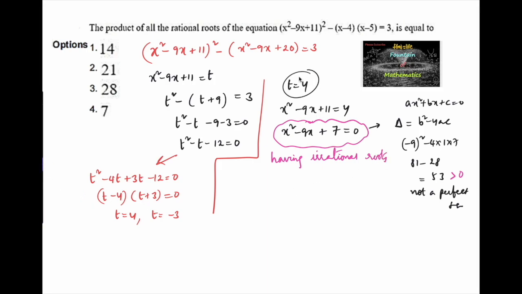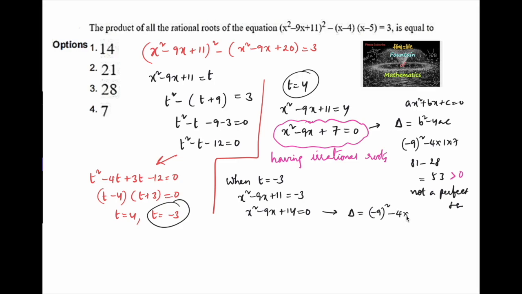Now let's consider t is equal to negative 3. When t is equal to negative 3, we can write x square minus 9x plus 11 is equal to negative 3. That is x square minus 9x plus 14 is equal to 0. So here we can find the discriminant delta is equal to b square minus 4ac, that is negative 9 whole square minus 4 into 1 into 14, that is 81 minus 56, which is 25, a perfect square. Hence we can say this equation is having rational roots.